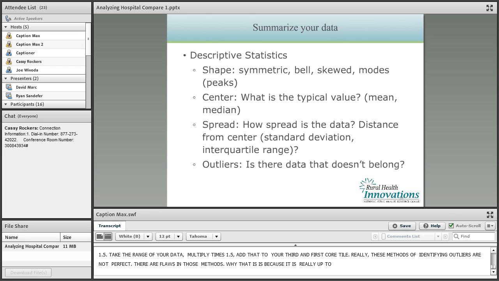After you've prepared your data and cleaned up your data, you're ready to conduct an analysis. And there's a variety of techniques you can use when you're carrying out that analysis. One way is descriptive statistics. So oftentimes when we're talking about descriptive statistics, we're really referring to four main measures: shape, center, spread, and outliers.